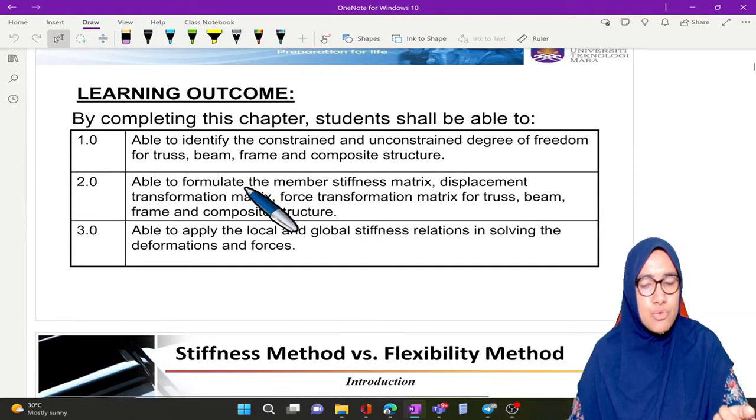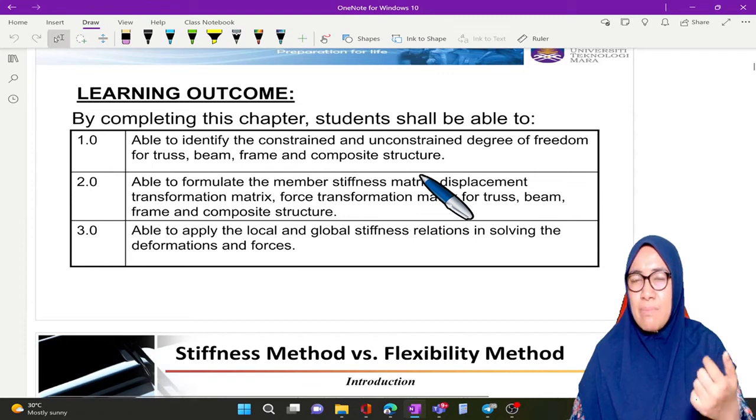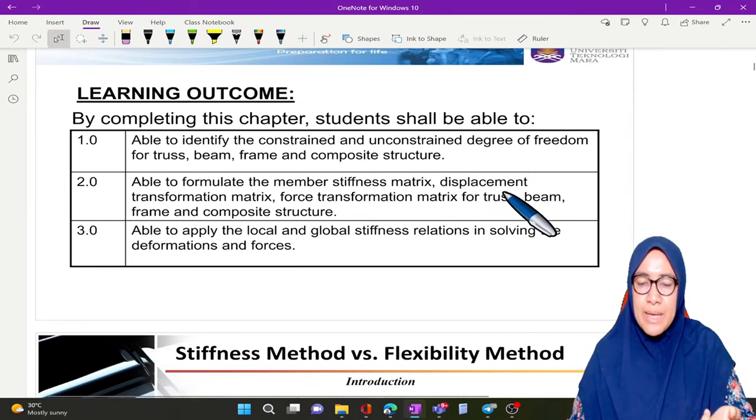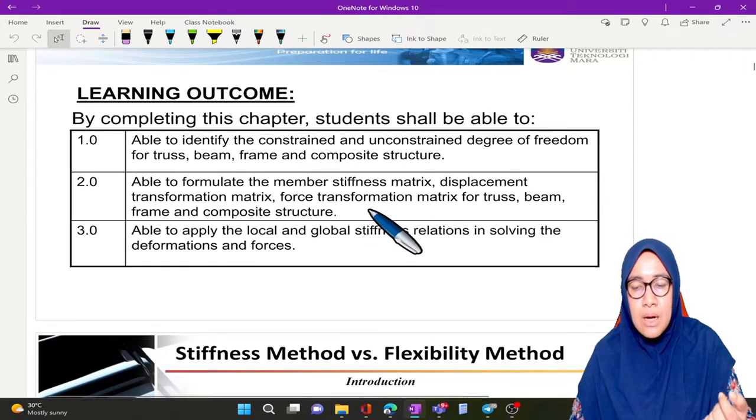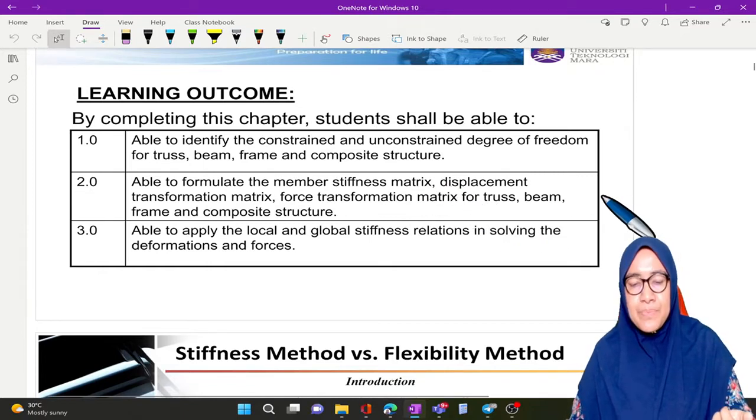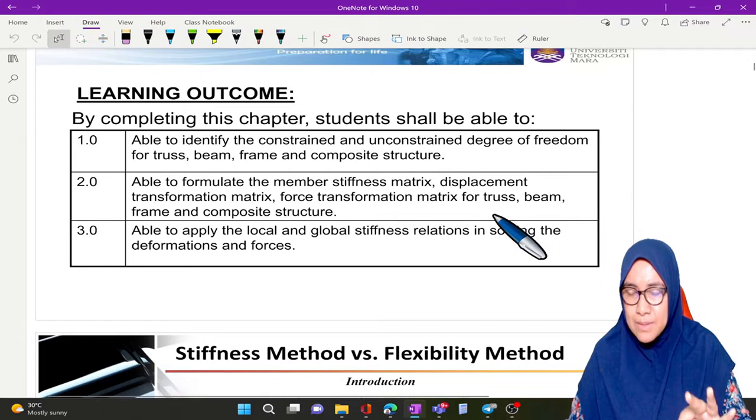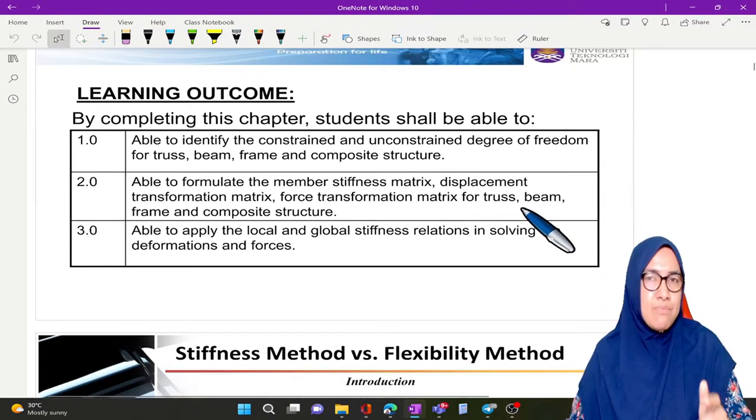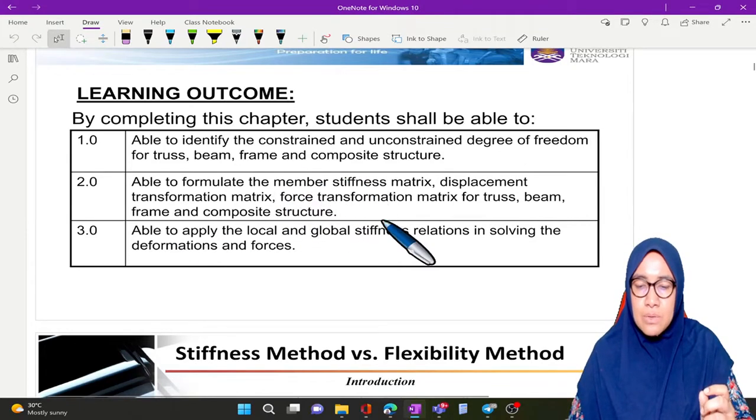Number 2, you should be able to formulate the member stiffness matrix. There is the word matrix again: displacement, we also write in a matrix, and the force transformation matrix, we also write in a matrix, for truss, beam, frame, and composite structure. We focus on these three types: truss, beam, frame.